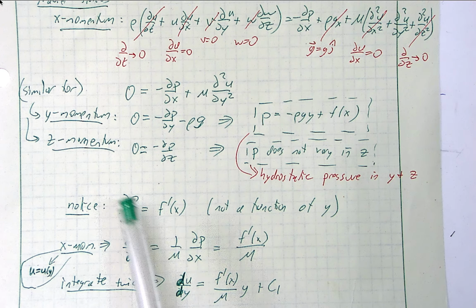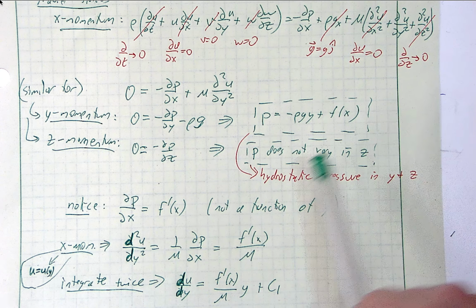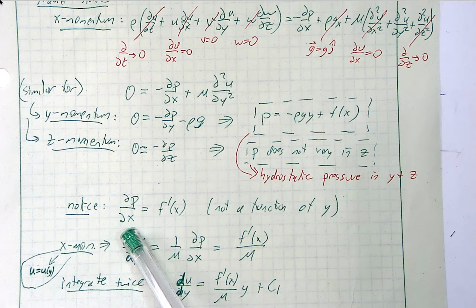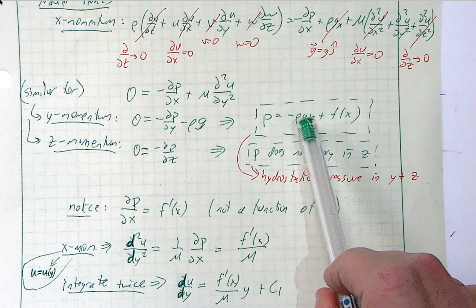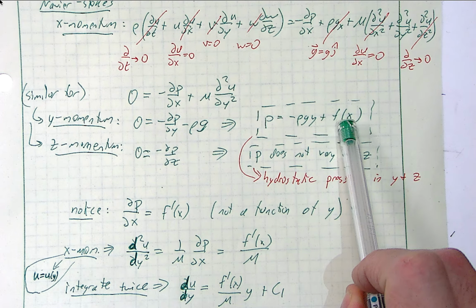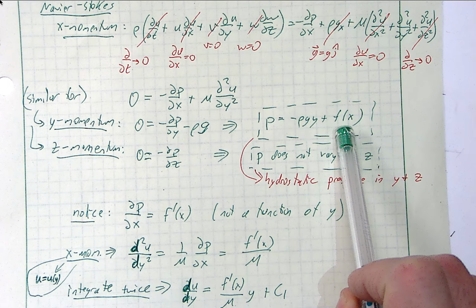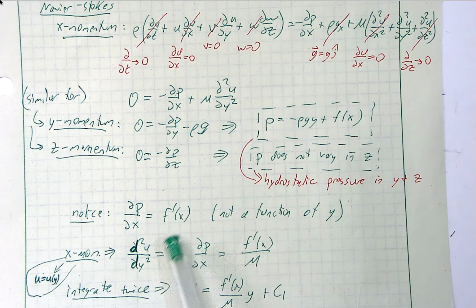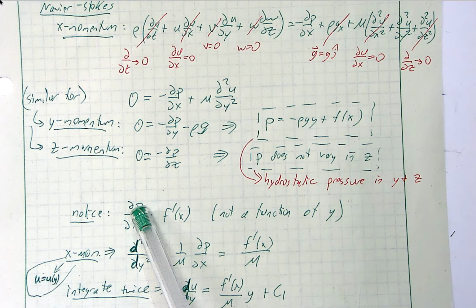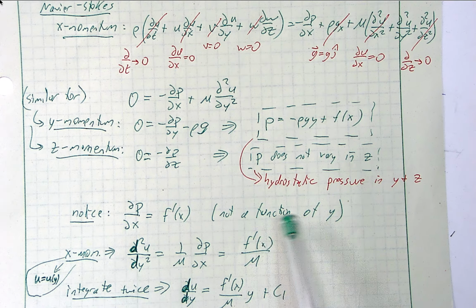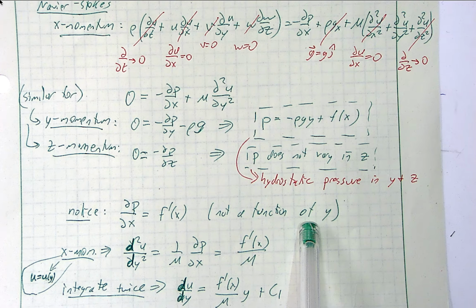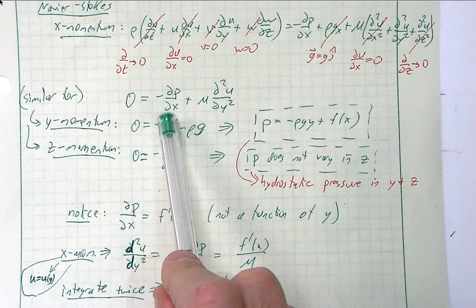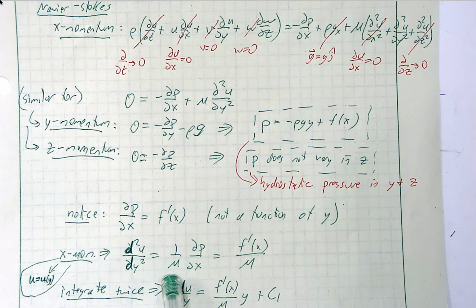However, the result here is that dp dx, right, if we take the derivative of pressure with x and go up to here, this term drops away, and we're just left with the derivative of this f, whatever this extra dependence on x is. So it means that the gradient of pressure in x, the derivative of pressure in x, is not a function of y. It is only a function of x. Okay, so that's going to be important as we go forward here. Okay, so we're going to take again the result from our x momentum and integrate it twice.